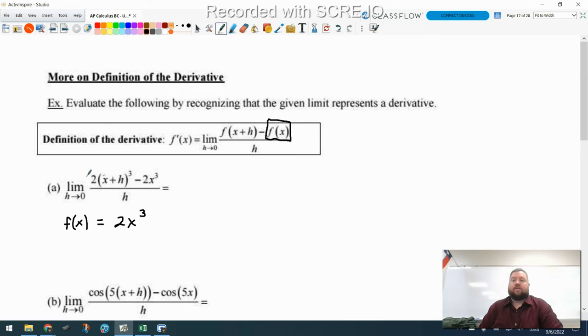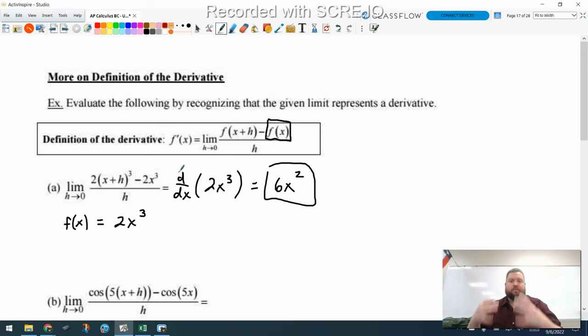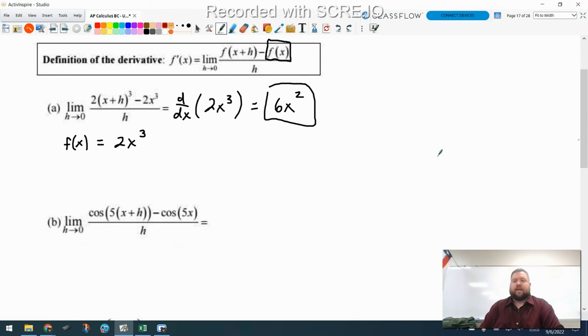And we know that this is equal to the derivative of that function of 2x cubed, which means we can just use the derivative rule. We know our derivative rules. We multiply by the exponent, 6x, and then we subtract 1 from the exponent, so it's 6x squared. That's all you have to do on these. You recognize what form it's in, you identify the function, and then you apply the derivative rules that we've learned. Okay, let's try the next one.